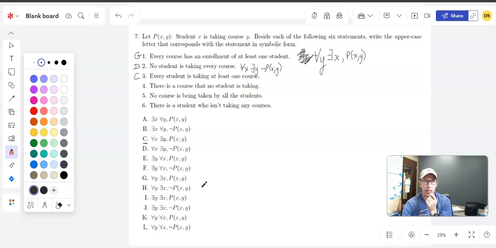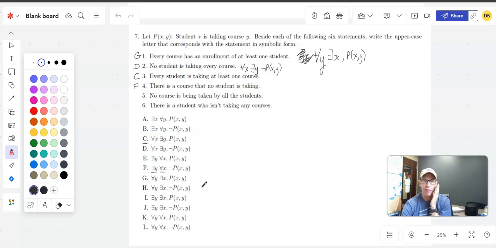There's a course that no student is taking. So there exists a course. There exists a y such that for any student you come up with, the student is not taking the course. No one's in that course. There's a course that no one's taking. That would be F.